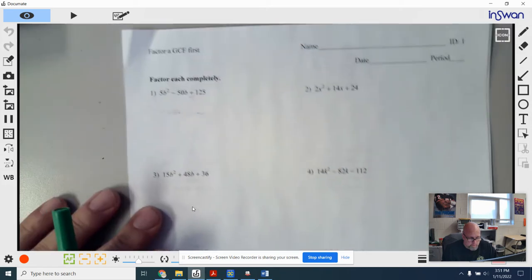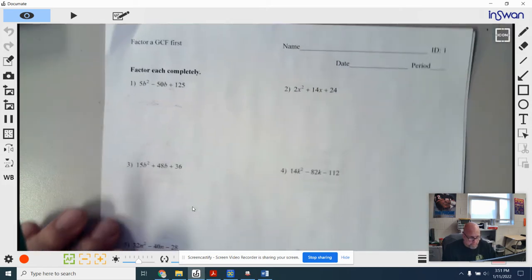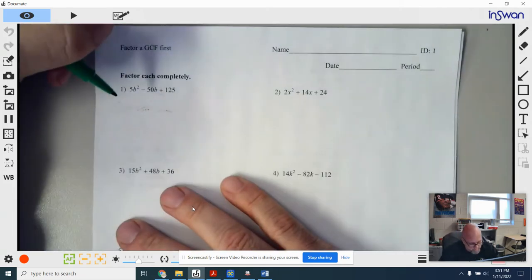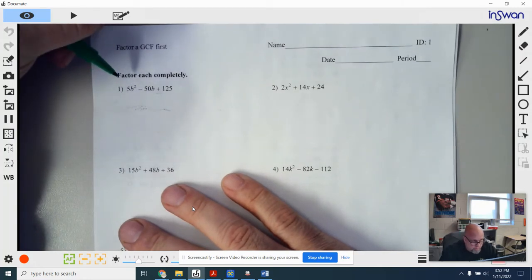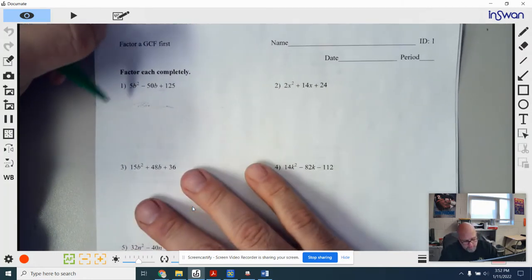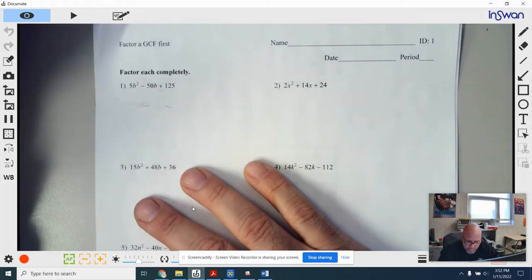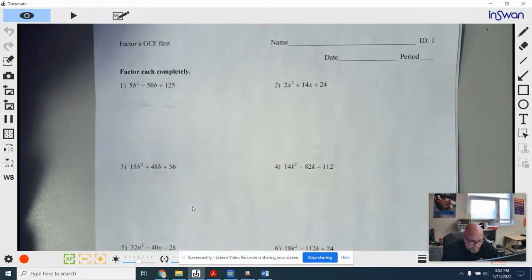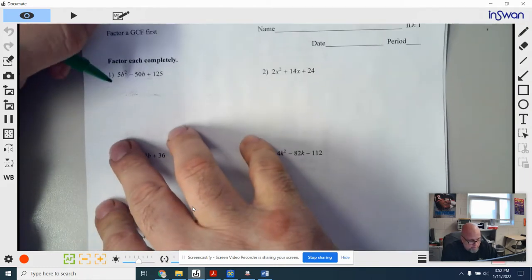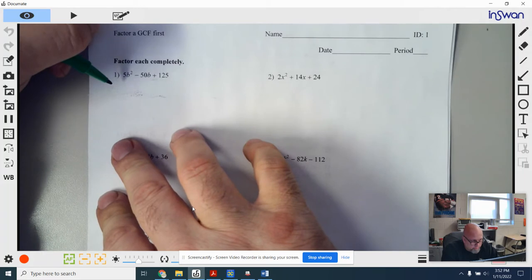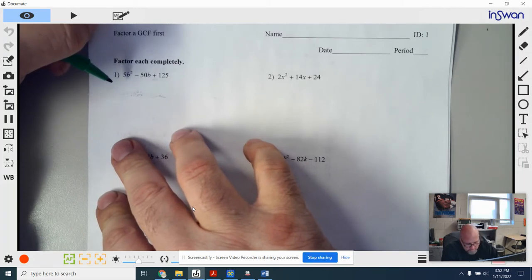Okay, guys, for today's lesson, you need this sheet that says factor a GCF first. So we're going to deal with more factoring today, but it's going to involve a little bit more difficult process where we're really going to put everything that we've learned together: factoring out, finding greatest common factors, and then factoring the resulting trinomial. You can use the box method, which you have now learned, or if you just like mental math, that's cool as well.